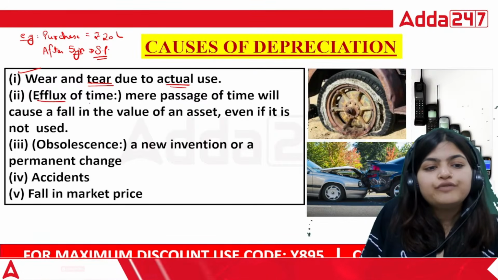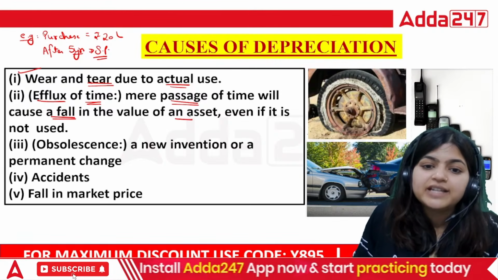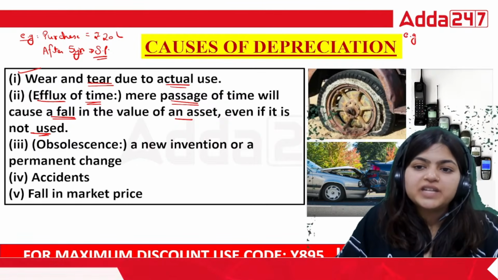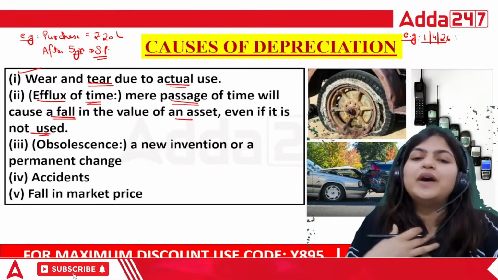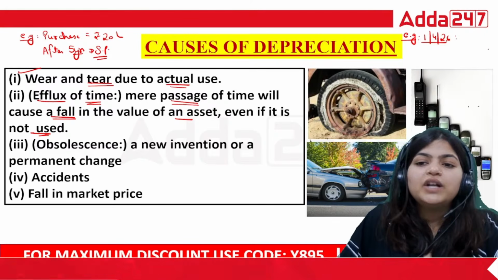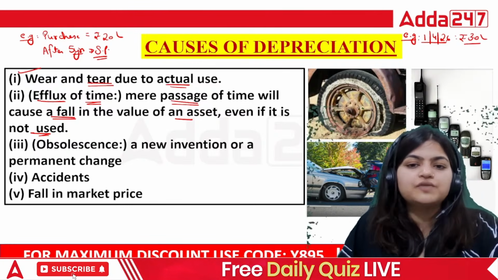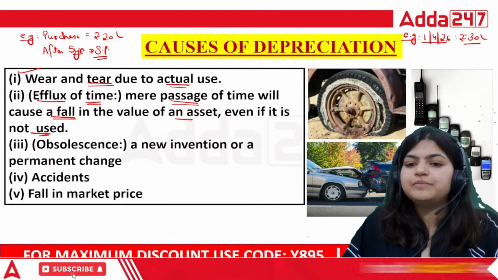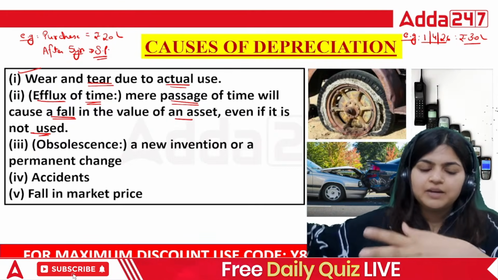Second, the effluxion of time. Here, mere passage of time will cause a fall in the value of an asset even if it is not used. Suppose I purchased one car on 1st April 2026. Now I don't know how to drive the car. I purchased one car by paying rupees 13 lakhs. Now, I don't know how to drive, so I'm not able to use it. It's just standing in my parking area.